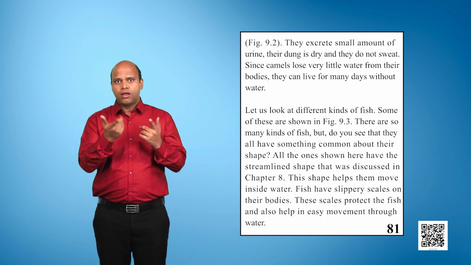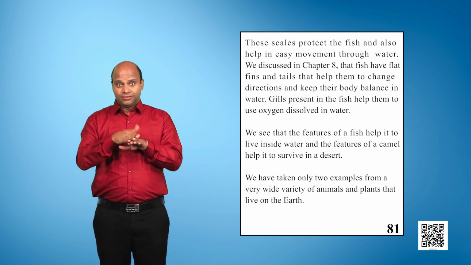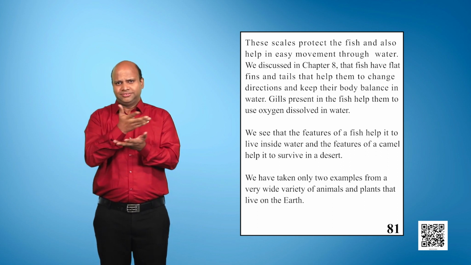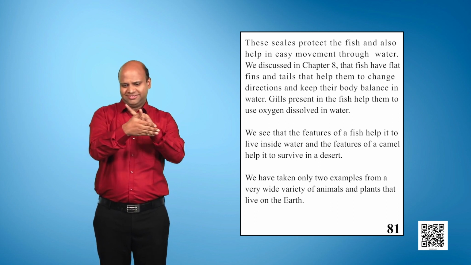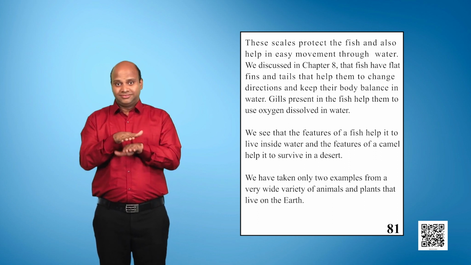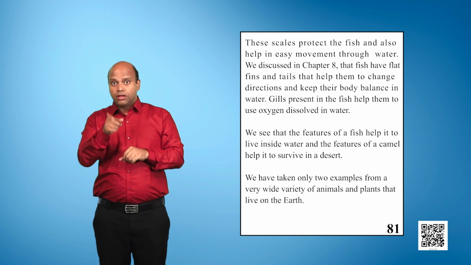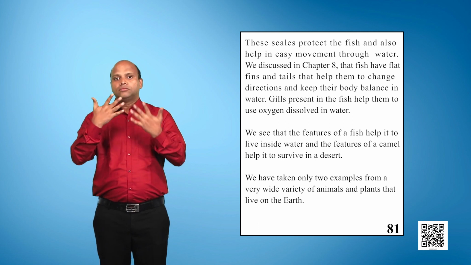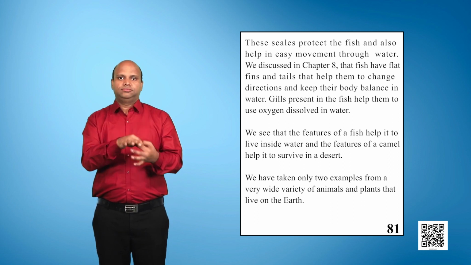Fish have slippery scales on their bodies. These scales protect the fish and also help in easy movement through water. We discussed in Chapter 8 that fish have flat fins and tails that help them to change directions and keep their body balance in water. Gills present in the fish help them to use oxygen dissolved in water. We see that the features of a fish help it to live inside water, and the features of a camel help it to survive in a desert.